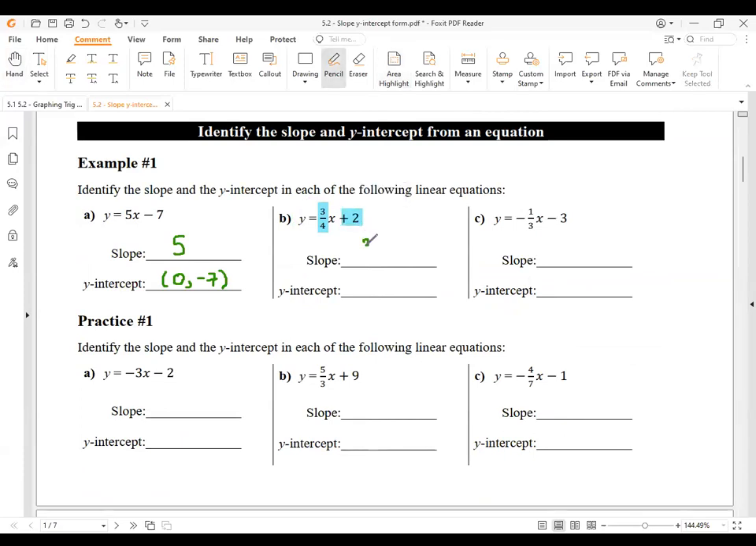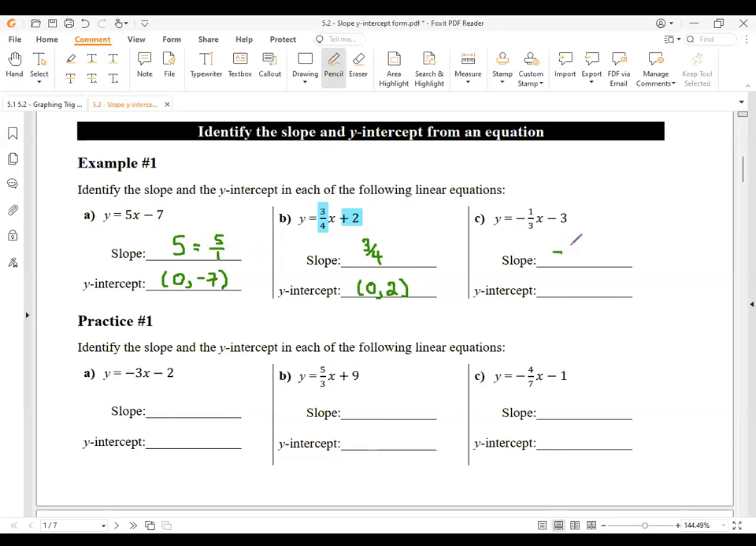My m is 3 over 4. So rise of 3, run of 4. In this case, a rise of 5 and a run of 1. And my y-intercept is an x value of 0 with a y value of positive 2.